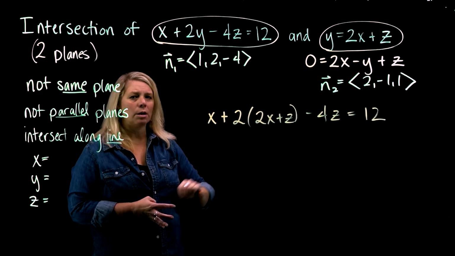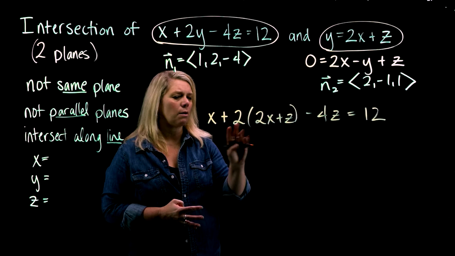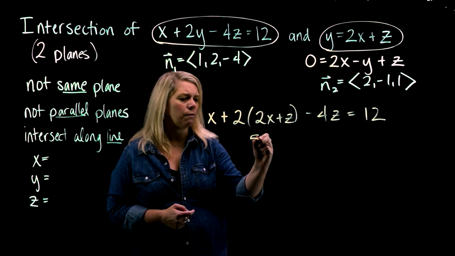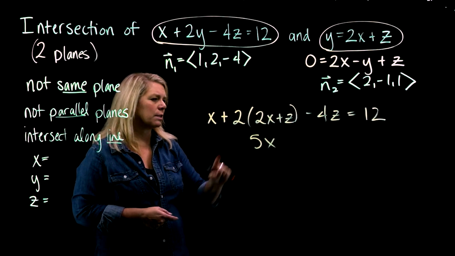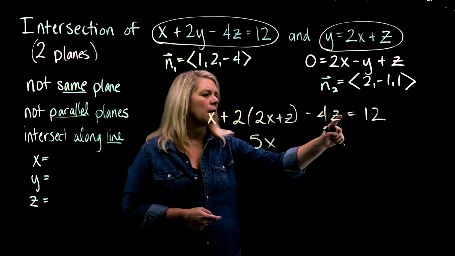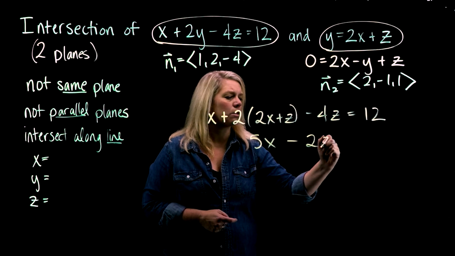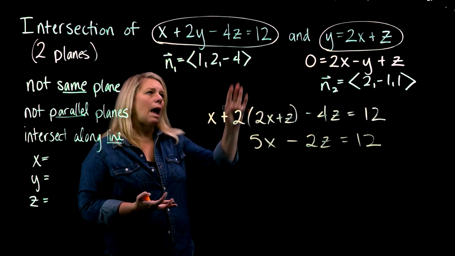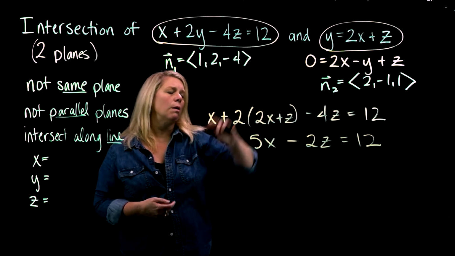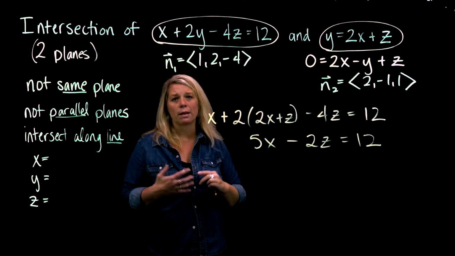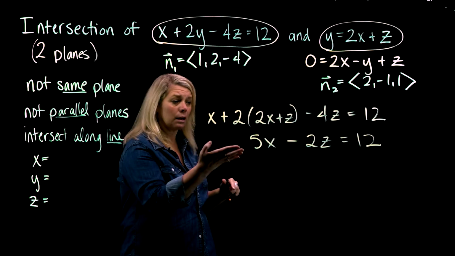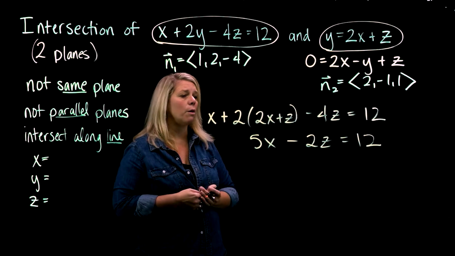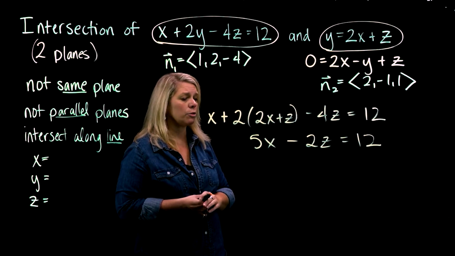I've got some like terms I can go ahead and combine here, so let's rearrange that. Here I'll have an x plus a 4x, so 5x. And then for z terms, I'll have a plus 2z minus 4z, so minus 2z equals 12. Okay, so that's what I get when I combine what these two equations have told me. Depending on the algebra that you choose to do, what you get might look a little bit different, but they both should represent what makes both of these equations true.